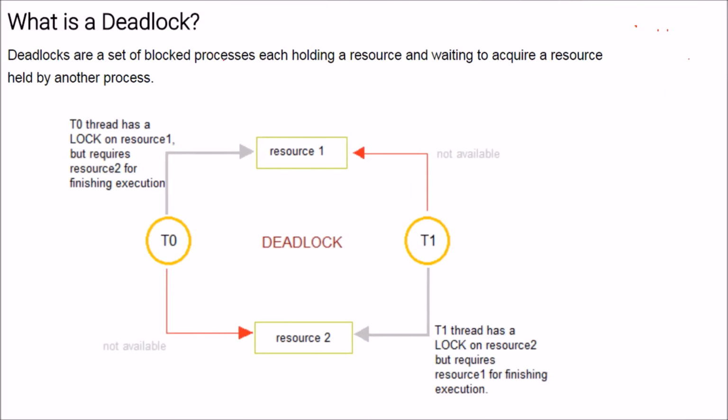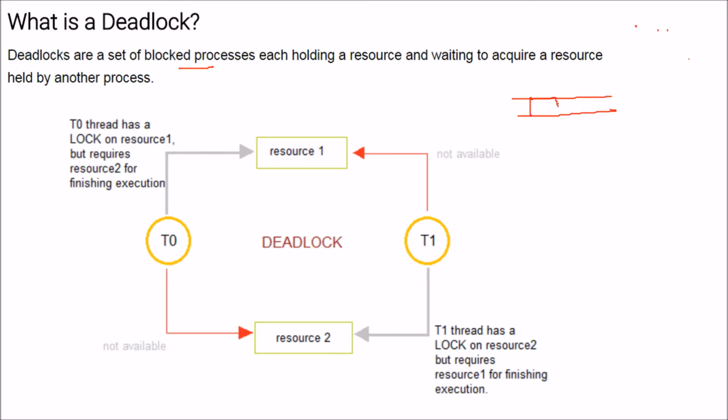What is a deadlock? Deadlock in operating system. Deadlocks are blocked processes where each is holding a resource and waiting to acquire a resource held by another process. For example, let us take a general example first.